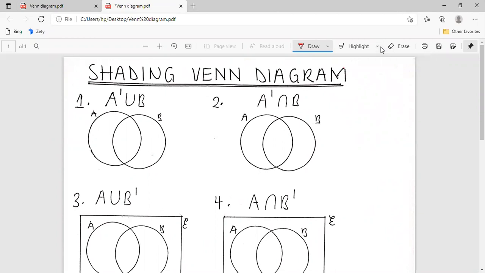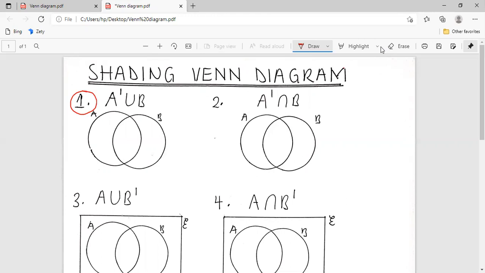We have a number of examples. We are beginning with number 1. When you look at question number 1, we have two sets. We have set A, which is a circle, and then we have set B, also a circle, and these two circles overlap, so it creates 3 parts.